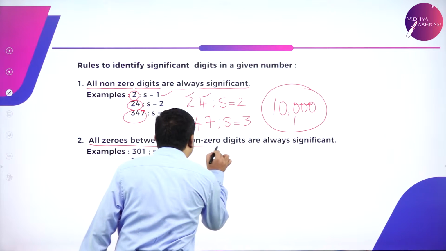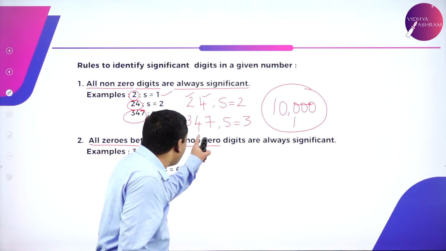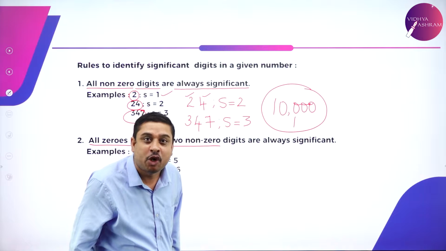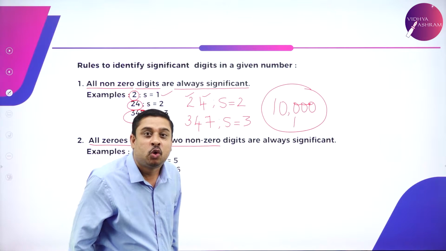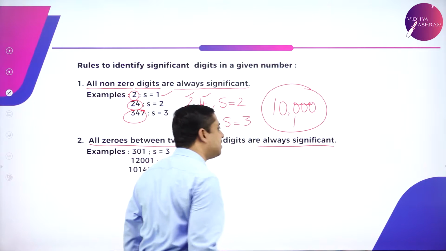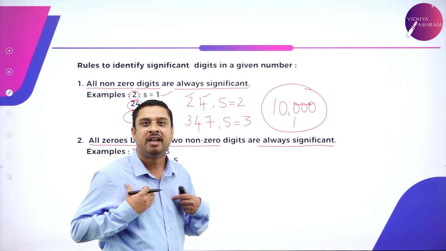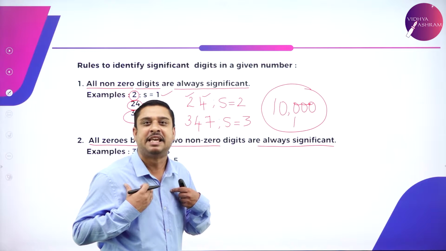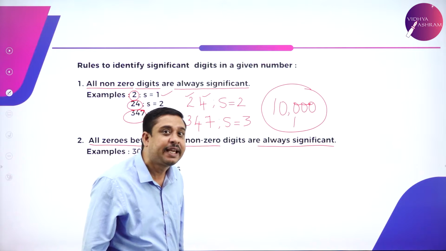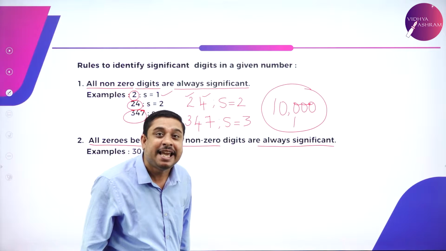all zeros between two non-zero digits. The number of zeros between two non-zero digits are always significant. My problem is solved. Some significance is given to my zero. So when is zero becoming significant? When it is between two non-zero digits.